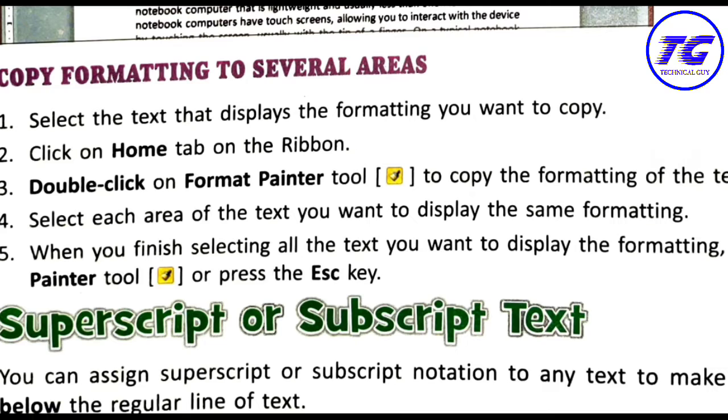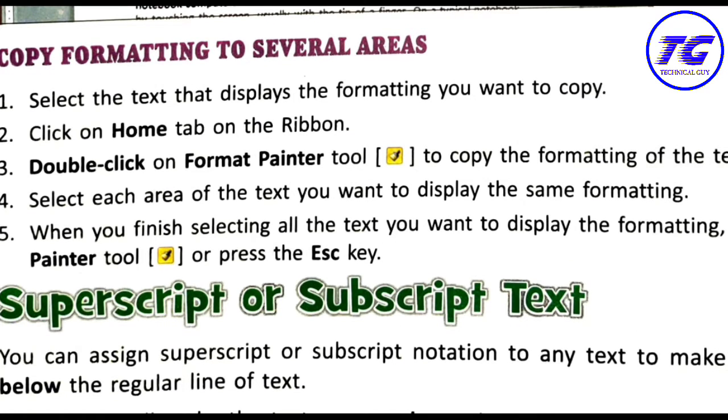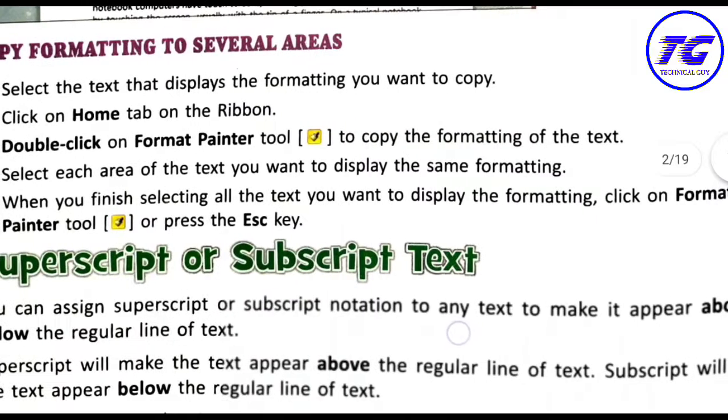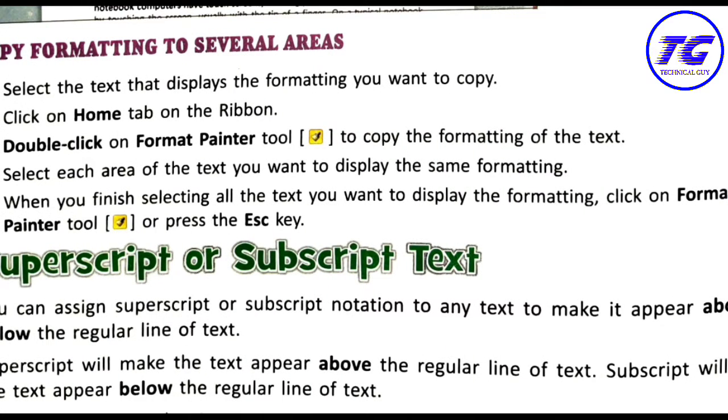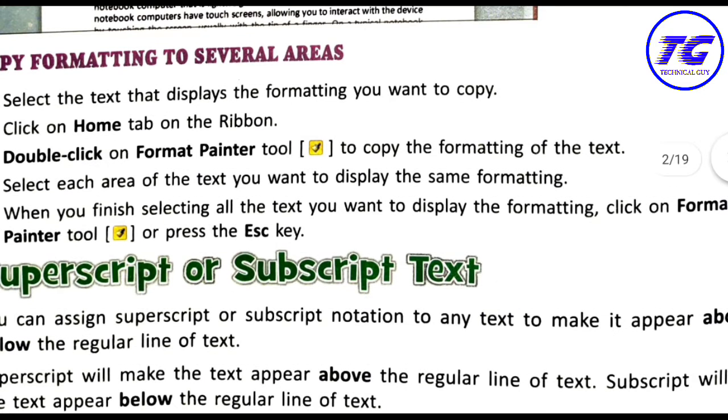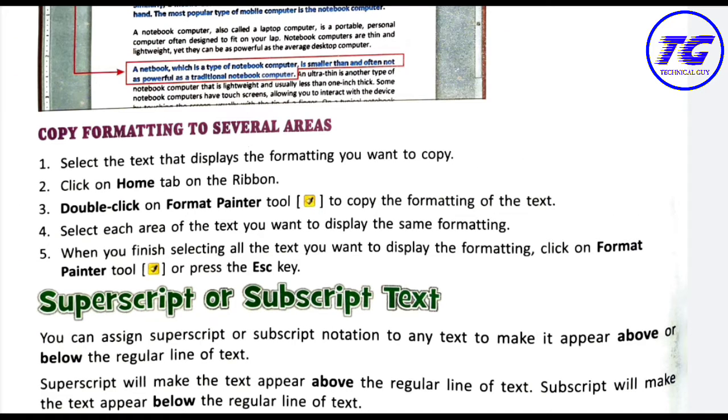Then you can drag over any number of paragraphs again and again, and when you have finished your formatting, you can click on the Format Painter tool again to cancel the selection, or you can press the Escape key to come to the normal mode. This will help you to copy the formats to several areas.